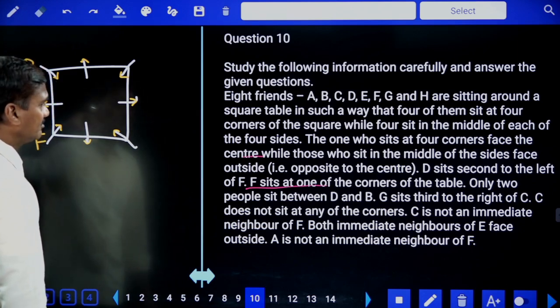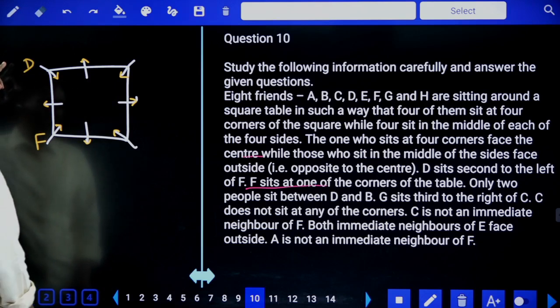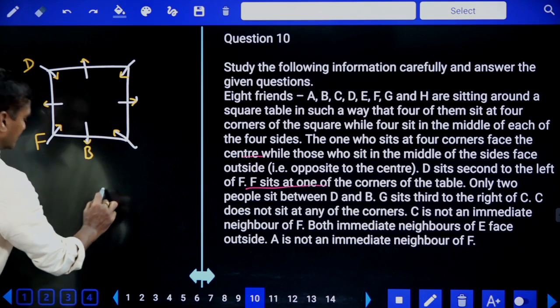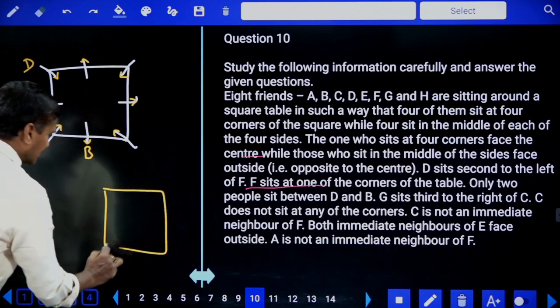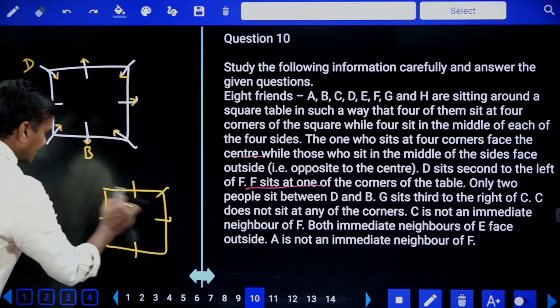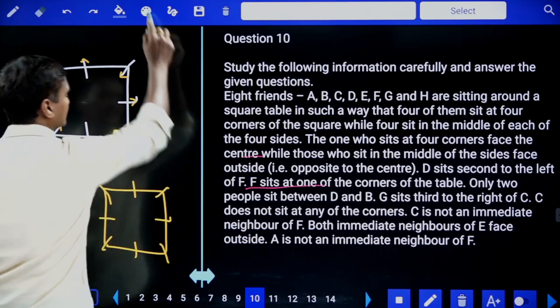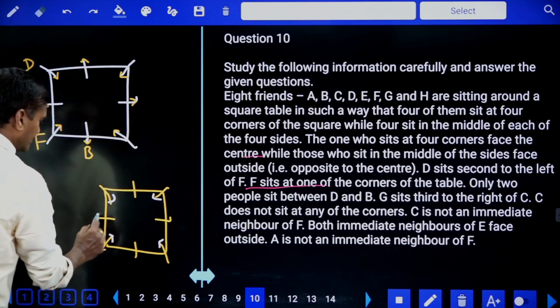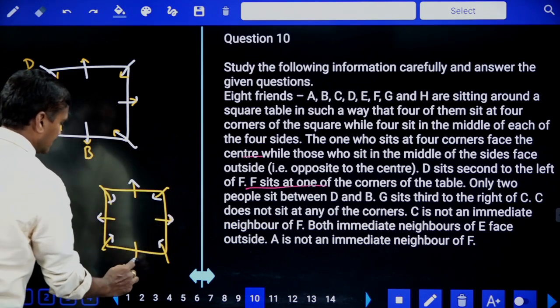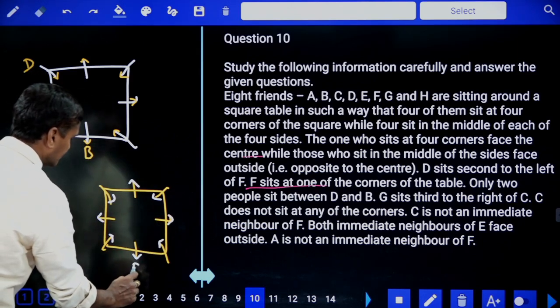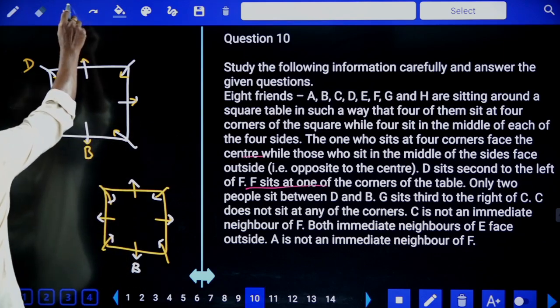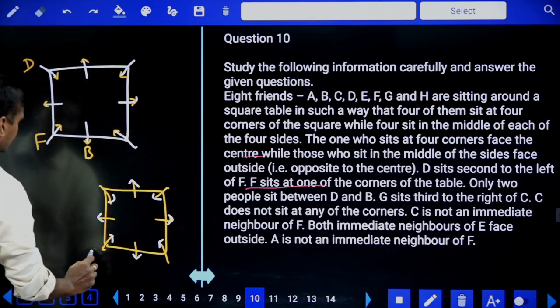And only two people between D and B. D ఇక్కడ ఉంటే only two people between D and B. 1 to B ఎక్కడైనా ఉండొచ్చు. కనుక సెకండ్ పాసిబిలిటీ ఇక్కడ మళ్ళీ వచ్చింది కాబట్టి 1 2 3 4 5 6 7 8. Now the persons who are at the corners face the center. Now centers are away from the center. Then coming to this one, B is here. Then sorry, not B. F is at the corner.